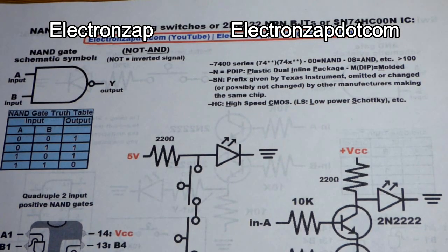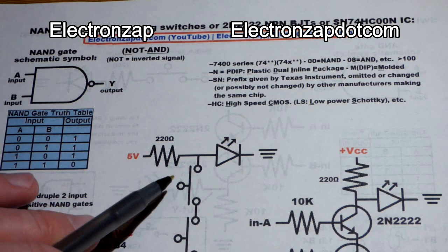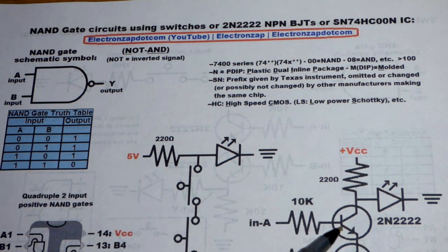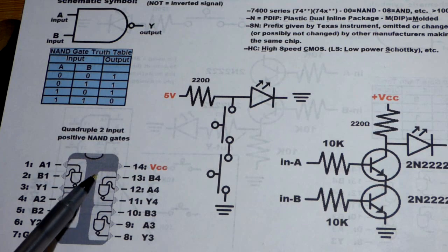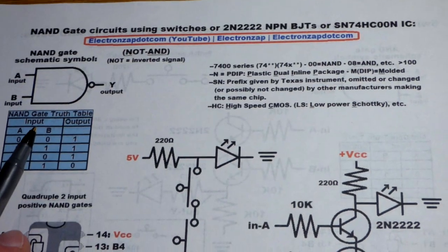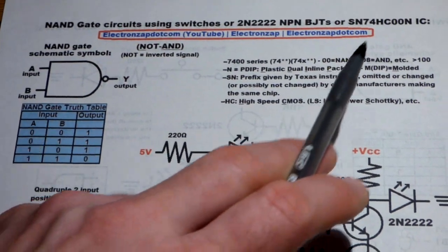So now in this video we're going to look at the NAND gate. We're going to have some demonstration circuits for that. One of them using the switch, one of them using the NPN bipolar junction transistor. I'll do a step-by-step build of these. And then the other one using the integrated circuit. And here's the part number up there.